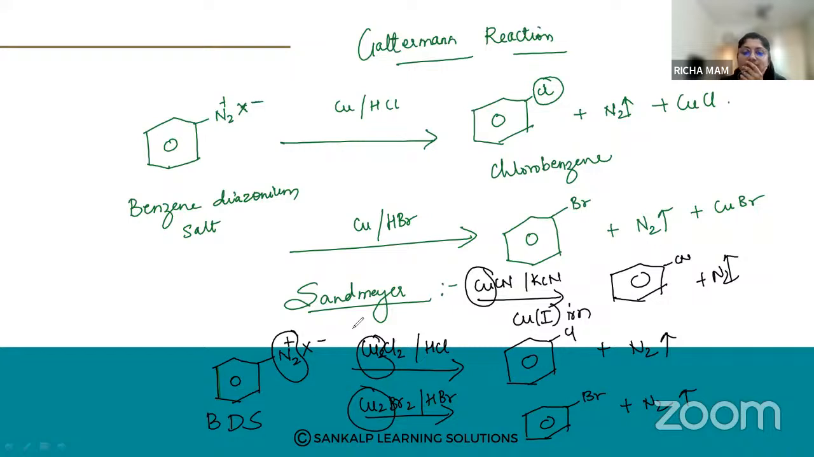So this is our Sandmeyer and this is our Gattermann named reaction. Two important named reactions, very important. So please remember this, mark it as important for 2 marks. Okay. So these were the two reactions.